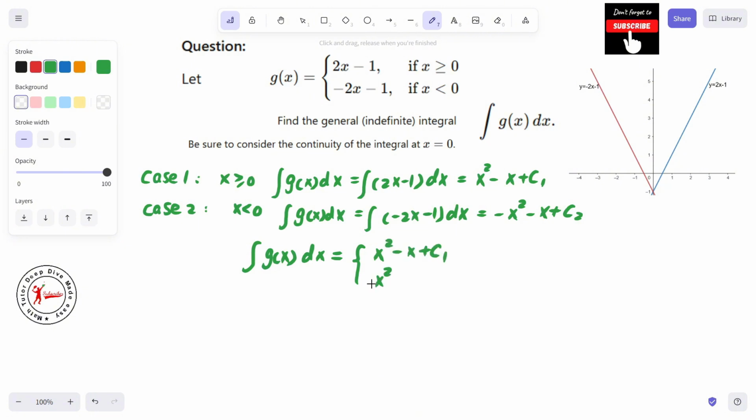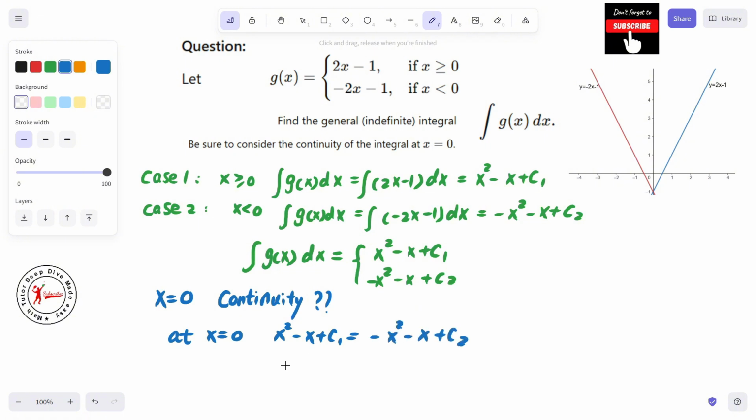Then, match the two pieces at x equals 0. Now, because we're looking for a general indefinite integral that is continuous across the entire domain, we need the two expressions we just found to match up at x equals 0. So we'll plug 0 into both expressions and set them equal to each other. In the first case, at x equals 0, x squared minus x plus C1 becomes 0 minus 0 plus C1, which is just C1. In the second case, at x equals 0, negative x squared minus x plus C2 becomes 0 minus 0 plus C2, which is just C2. So for the integral to be continuous at 0, we must have C1 equal to C2.